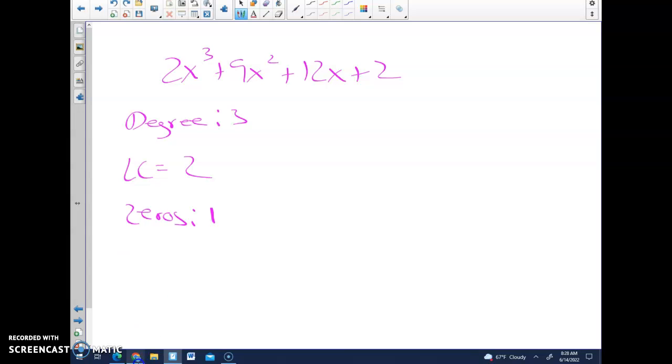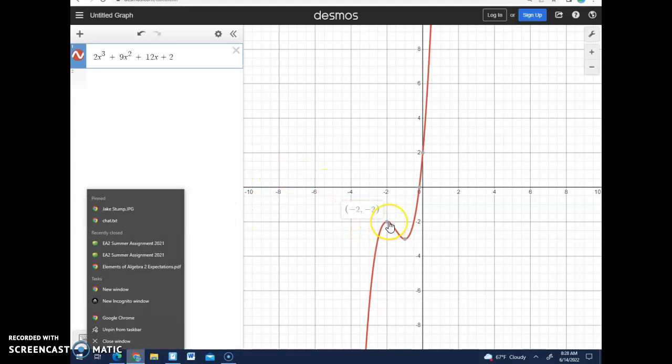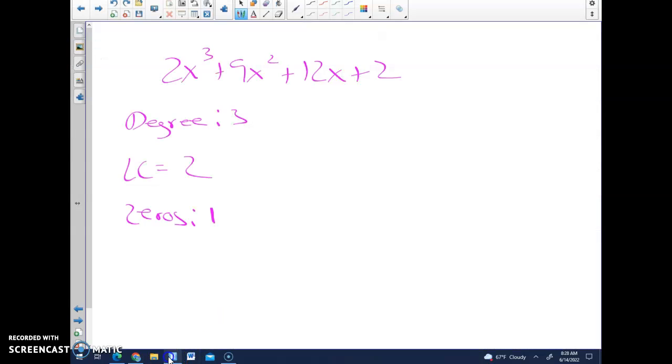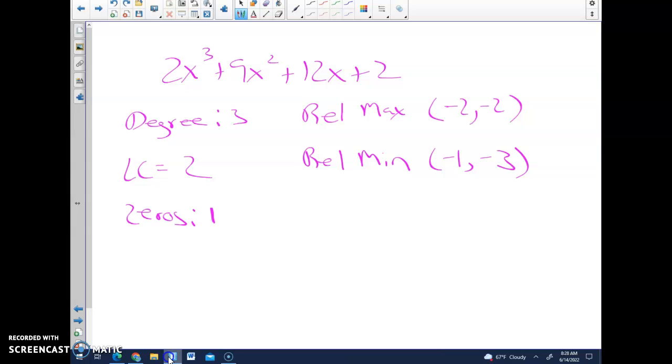The relative maximum is right here at -2, -2, and the relative minimum is right here at -1, -3. So rel max, -2, -2, relative min, -1, -3. And finally, the ending behavior, you're going to read right off of the graph. As x goes to infinity, y goes to infinity. As x goes to negative infinity, y goes to negative infinity.